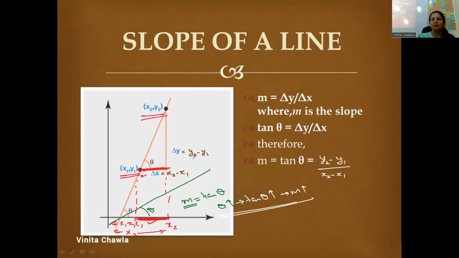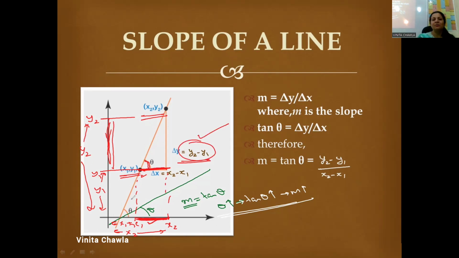Similarly, we can find for y. Y2 is here and y1 is here, right? So when we subtract these two, we get this length. This is equal to y2 minus y1. And how do we find slope?